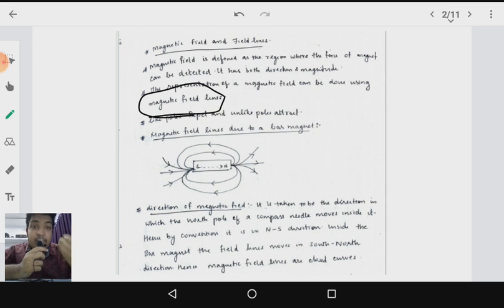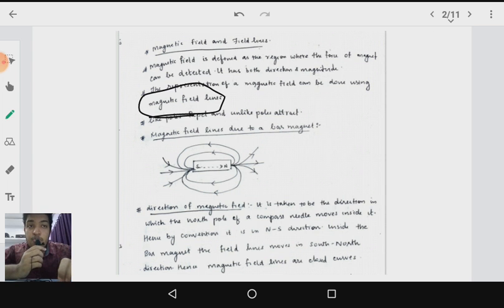Like in the previous chapter, we studied that like charges repel each other, unlike charges attract each other. The same way, like poles repel each other and unlike poles attract each other. That means the north pole and north pole of two magnets will repel each other, whereas the north pole of one magnet attracts the south pole of another magnet and vice versa.